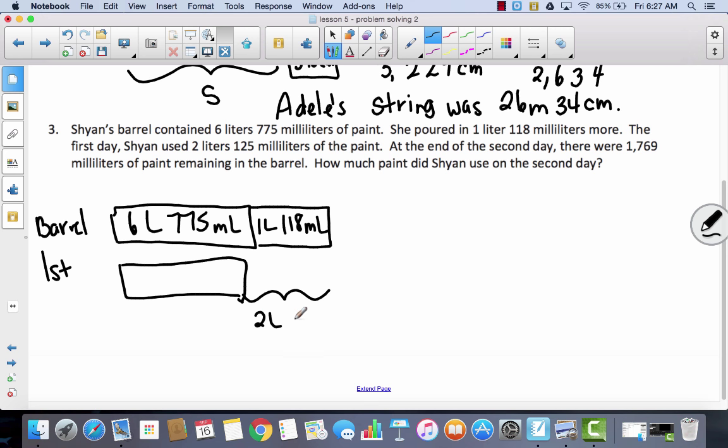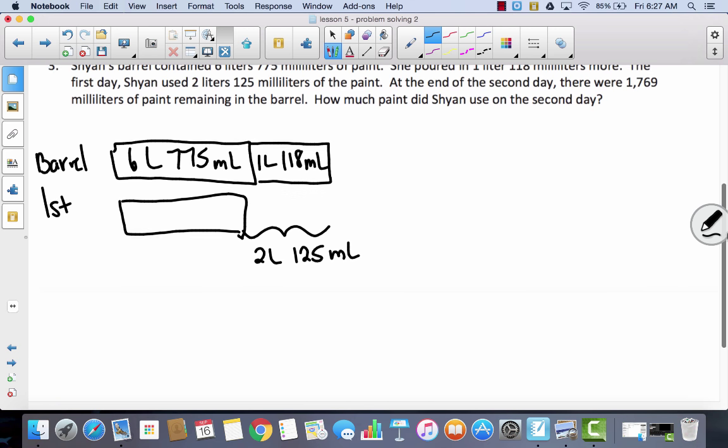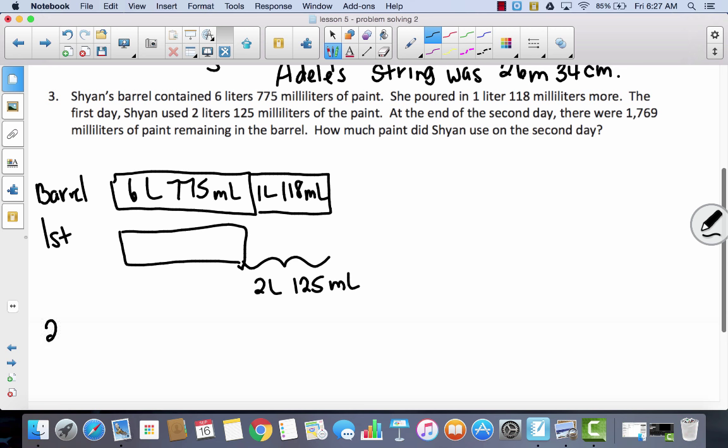2 liters, 125 milliliters of paint. So we don't know what's left in the barrel. We just know that she took this much out. All right, then it says that at the end of the second day, we do know how much was left in the barrel. We know that there was 1,769 milliliters left in the barrel, and we want to know how much paint did she use on the second day. So we want to know how much did she take out.